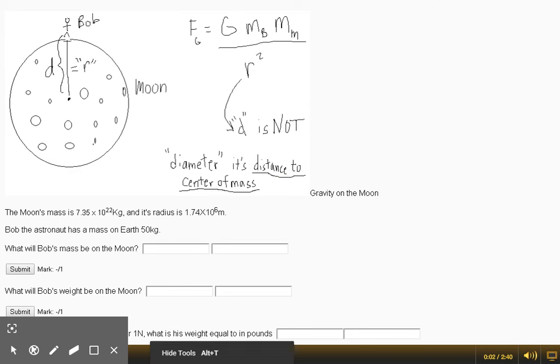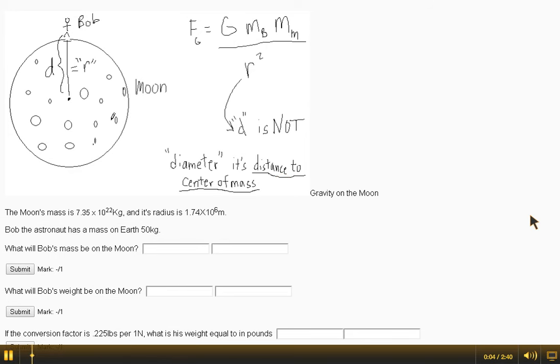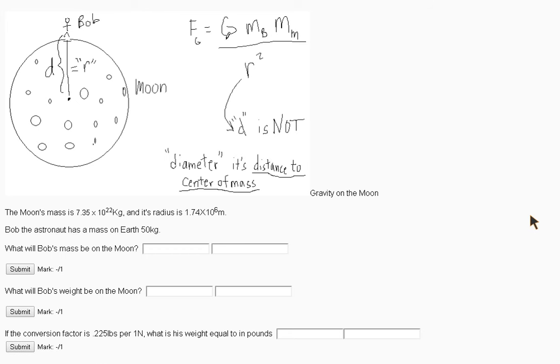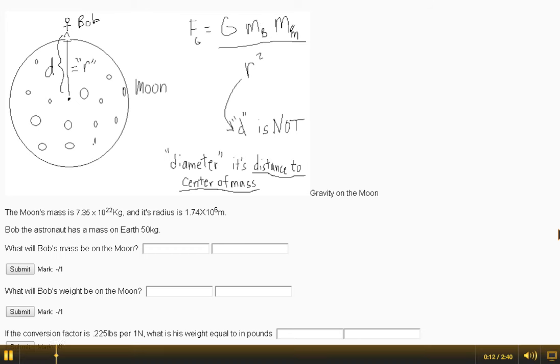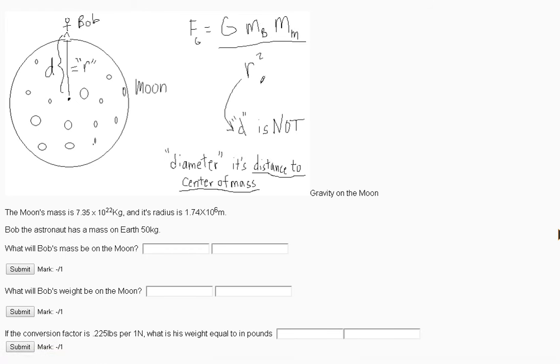Here we have a quick tutorial for Bob on the Moon. So what is gravity? Gravity is a force between two objects, and these are the two objects in the question. This is the mass of Bob and the mass of the moon, and this is the distance to the center of the moon. Remember that this r, in this case, is the radius of the moon.